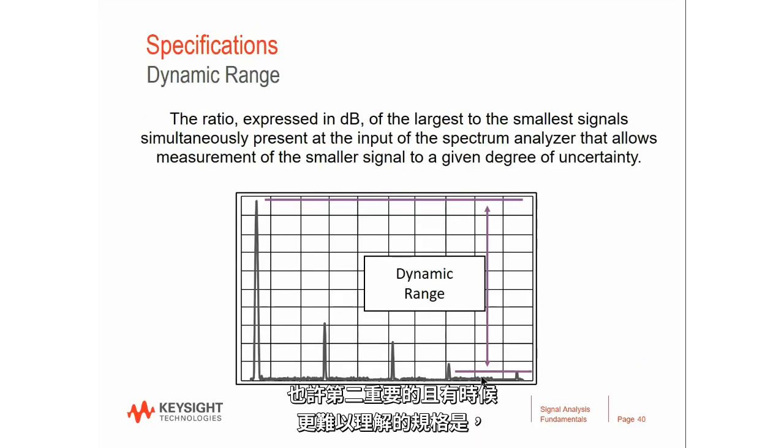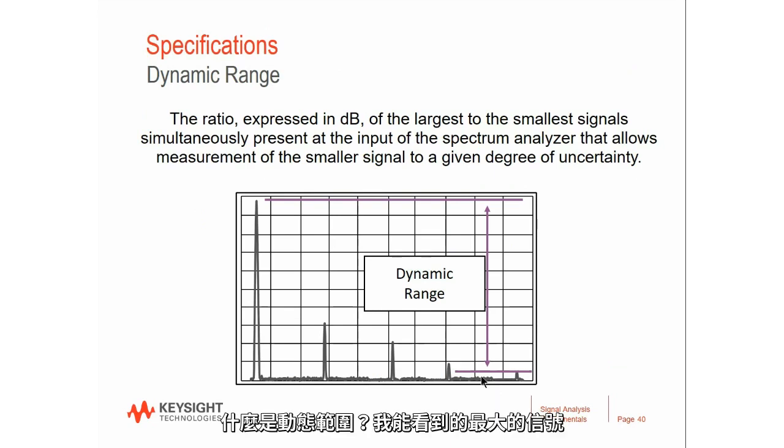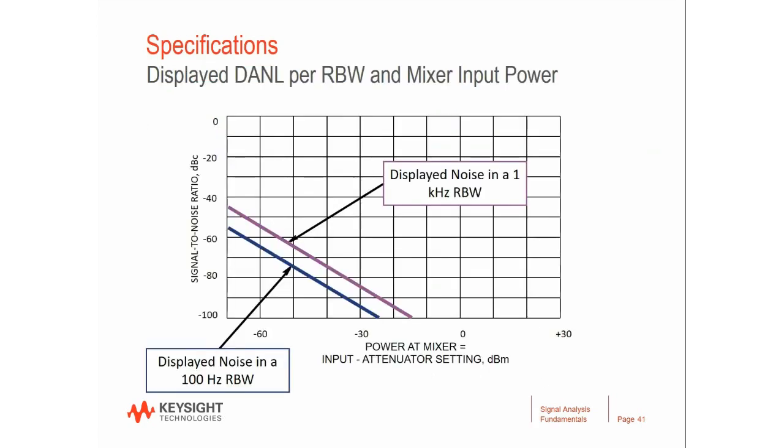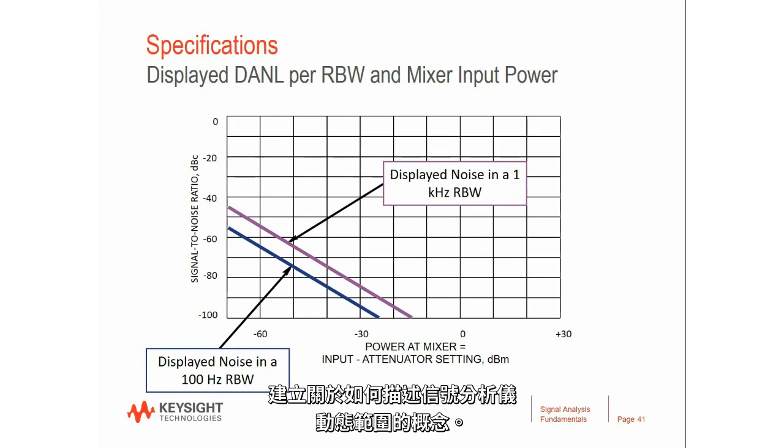Probably the next most important and sometimes one of the more difficult specs to understand is what is the dynamic range? What is the difference between the largest signal that I can see and the smallest signal that I can see? That's called dynamic range and usually expressed in dB. Now I'm going to introduce you to a whole new chart, and we'll build up the concept of how to portray the dynamic range of a signal analyzer.